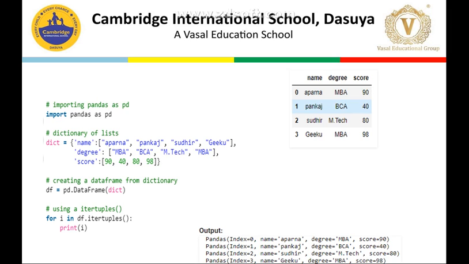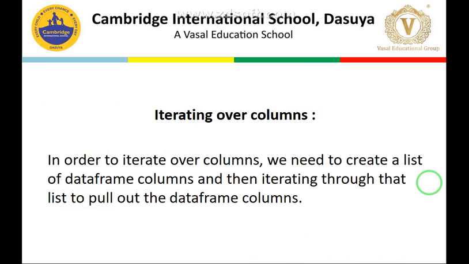Then moving next, iteration over columns. In order to iterate over the columns, we need to create a list of data frame columns. This is a prior first step that we will do first. We create a list of data frame columns, and then iterate through the list to pull out the data frame columns. So you see how this is done practically. We will now switch over to the Python platform.